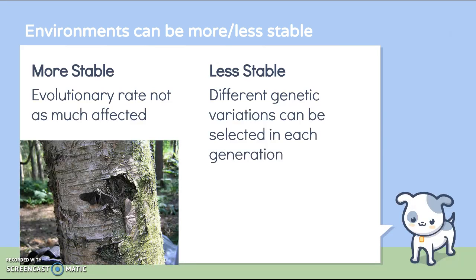Now, environments can be more or less stable, and that's going to affect evolutionary rate. So in a more stable environment, we're not going to see as much evolutionary rate affected, and in a less stable environment, meaning there's a lot of change in the environment, we'll see different genetic variations that can be selected in each generation, because every generation may have different traits that are better suited to the environment.